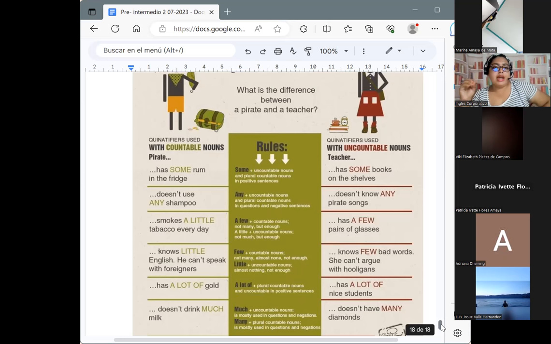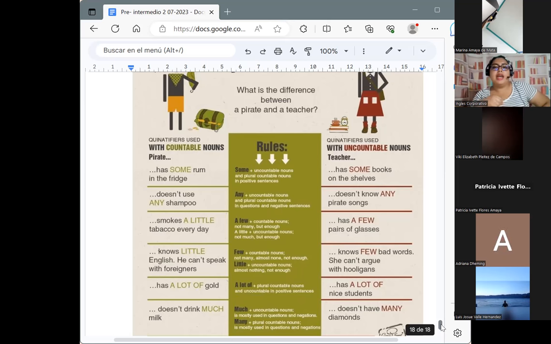The parrot has some room in the fridge. The parrot doesn't use any shampoo. The parrot smokes a little tobacco every day. The parrot knows little English. He can speak with foreigners. The parrot has a lot of gold. The parrot doesn't drink much milk.